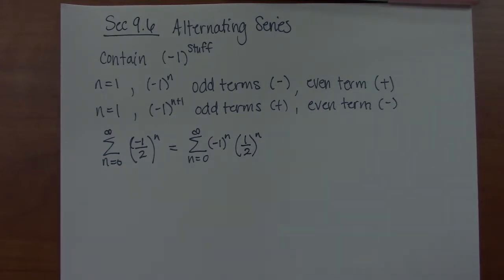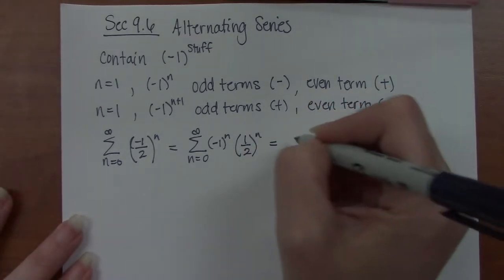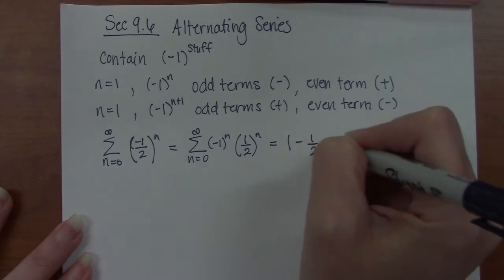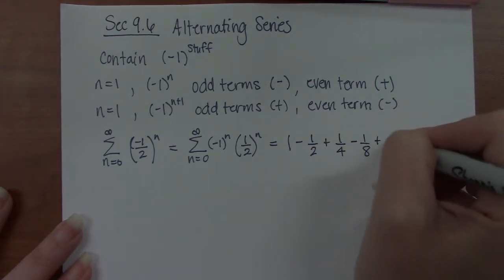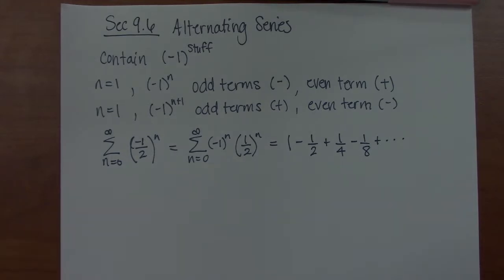So for this series, if we started with the form on the right, most likely we would turn it into the one on the left because a geometric series is really easy to integrate. But if we look at the first couple of terms, we can see it matches the pattern that I gave you above. So the even terms are positive, the odd numbered terms are negative.